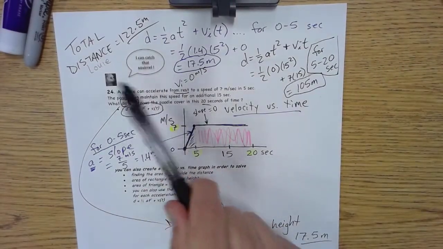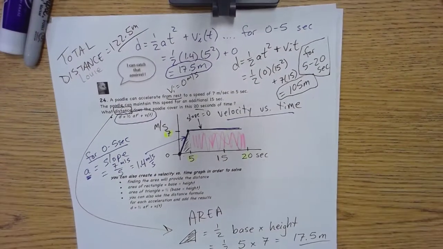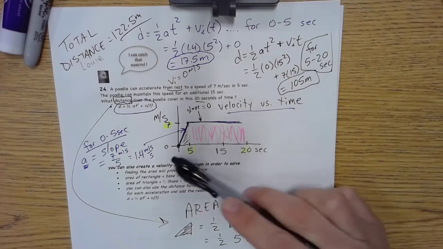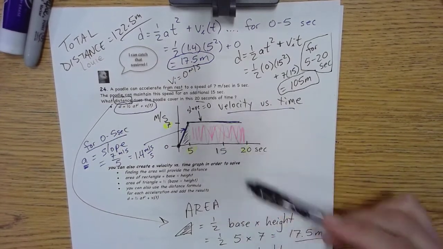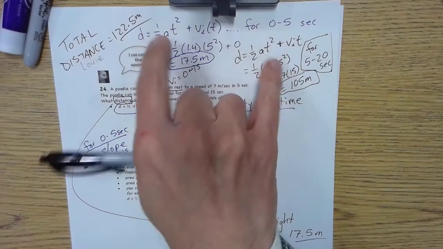But I like using little animals or people sometimes to run around. It helps you remember what approach to take. My personal favorite, though, is the graph. I think the graphing, the area method, is a little bit easier than using our distance formulas.